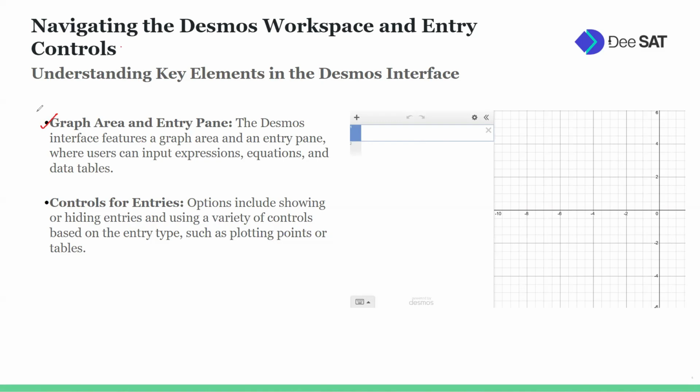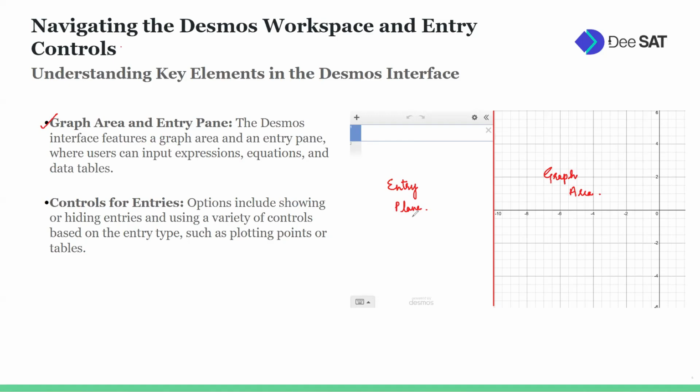So if I just draw a line, this one is your graph area, and this one is your entry pane.